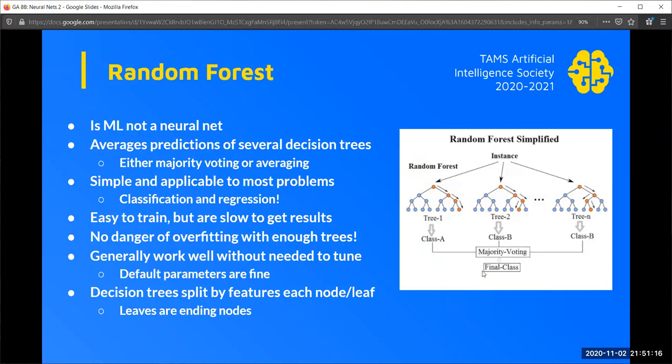It's pretty intuitive. So random forest is really easy to train because really you're training a bunch of tiny models. Okay, this is a better way to explain it.